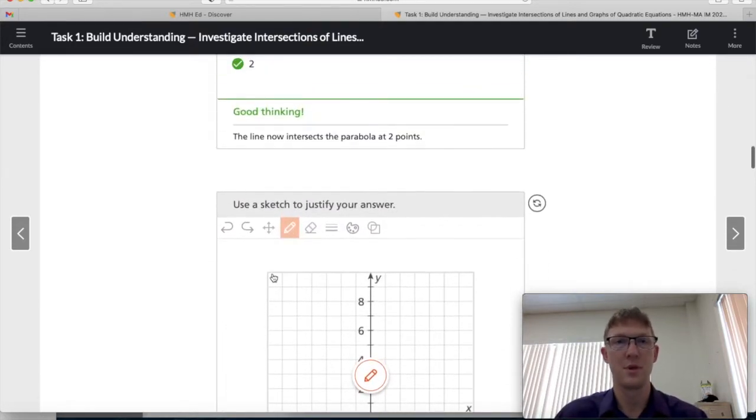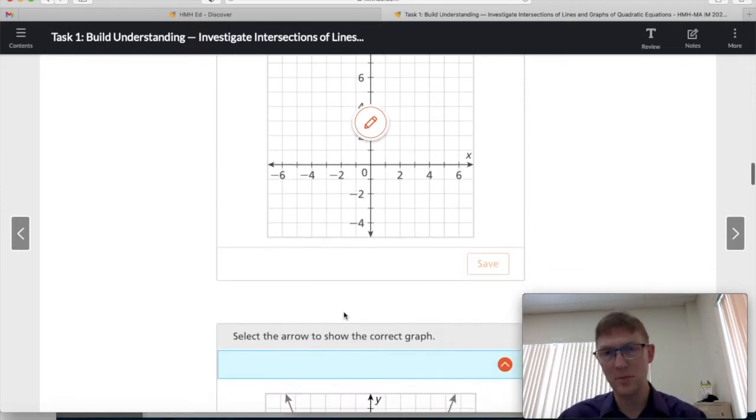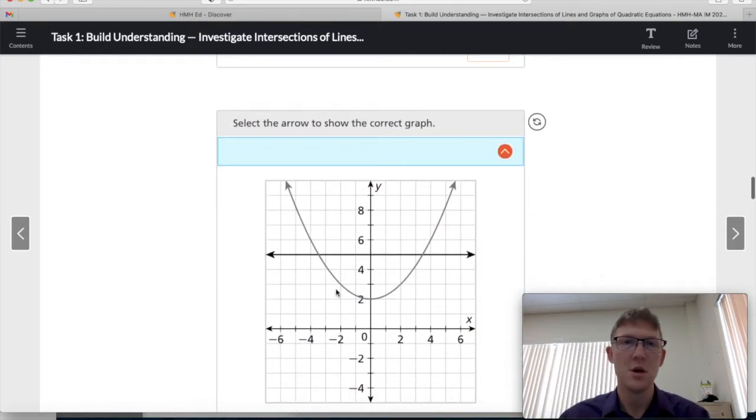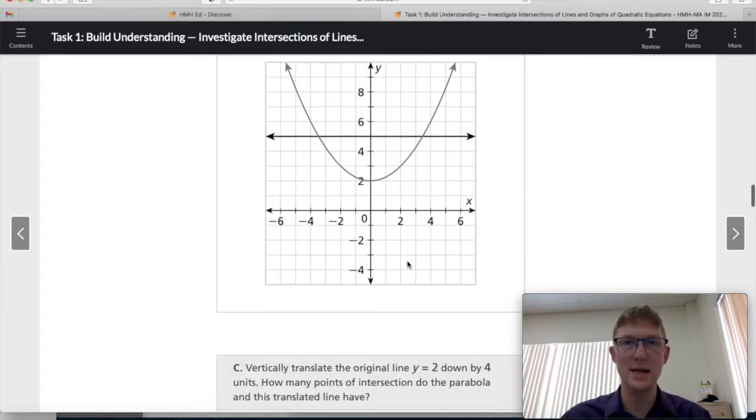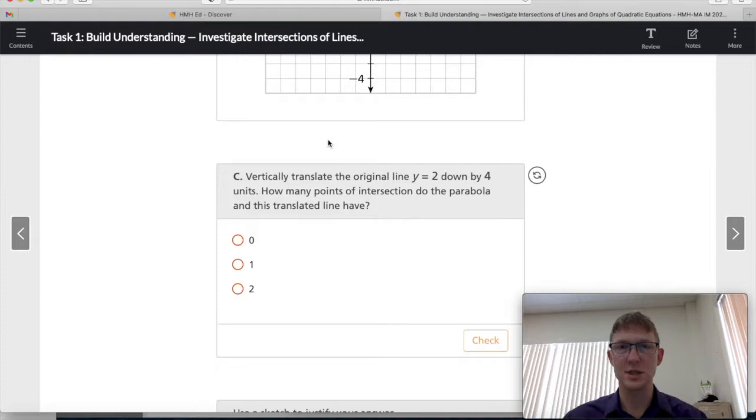So, I'm not going to draw that picture. Y'all are fine. So select the arrow to show the correct graph. So the graph would look something like this, or it would look exactly like this. Again, we've got two spots here and here where it crosses.